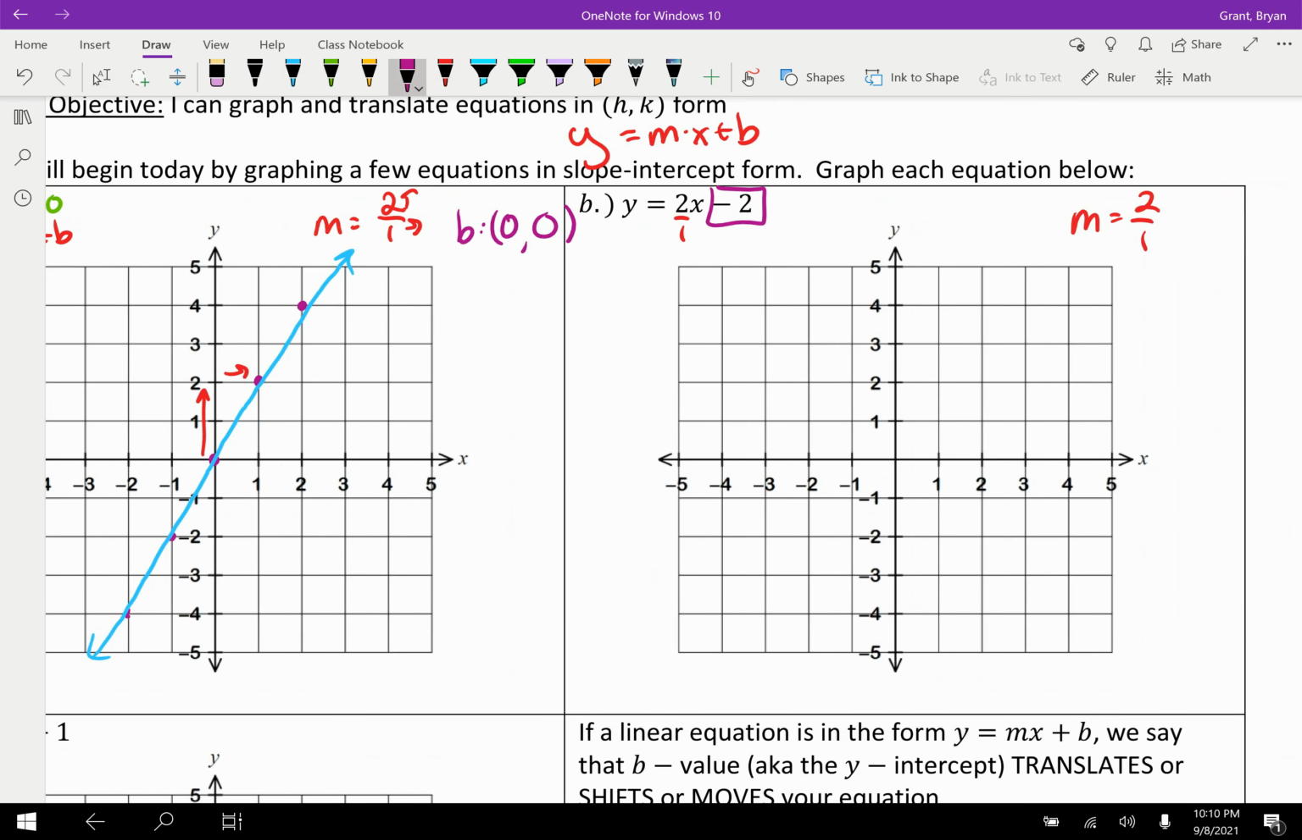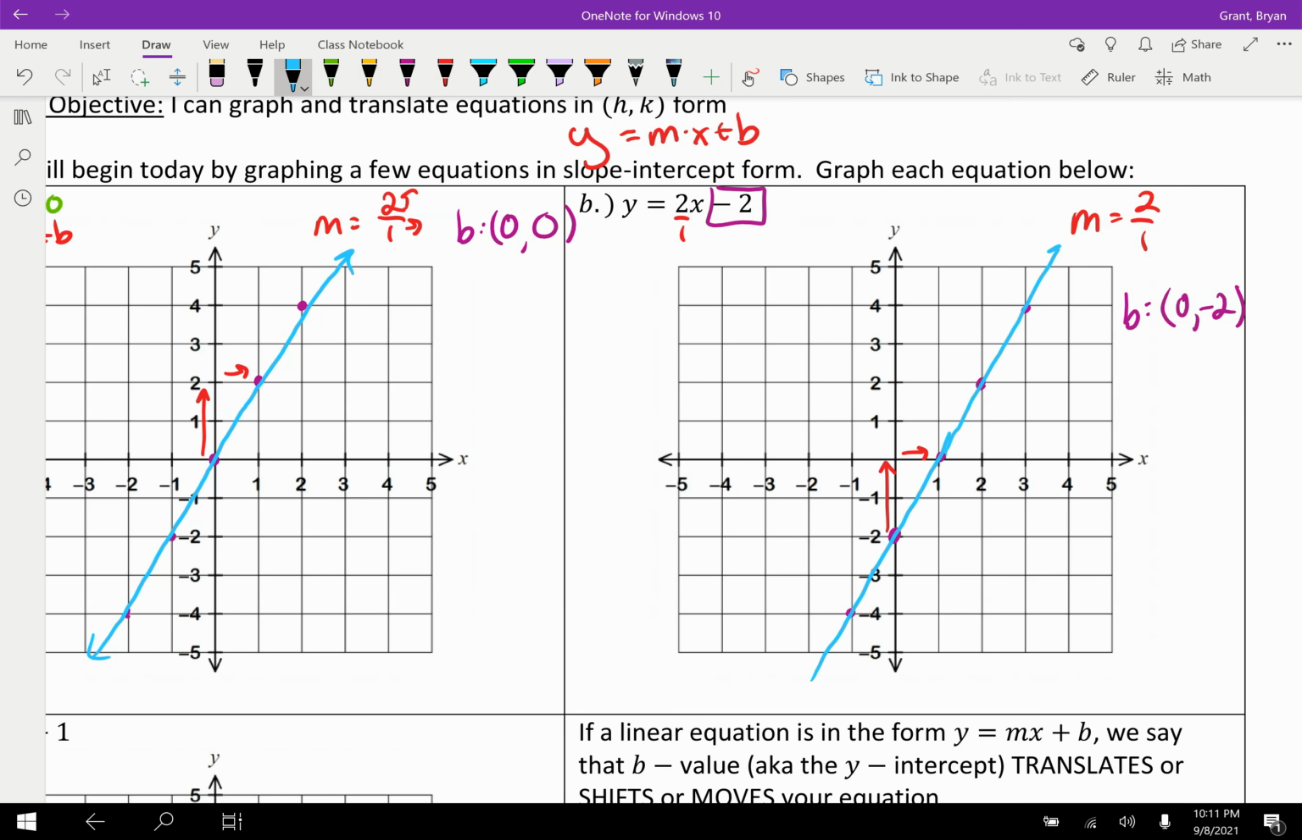Our point is this b value right here, and my b value will be the point 0, negative 2. There's the beginning of our graph. Let's move up 2 and over 1, and we have something that looks like this. We should probably note that this is the same slope as the original equation, both 2 over 1, and as we've learned in the past, graphs that have the same slope are parallel.